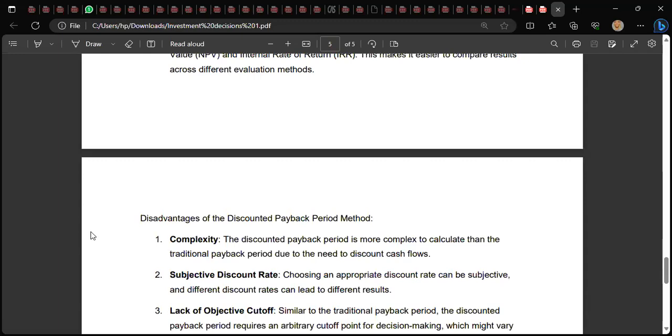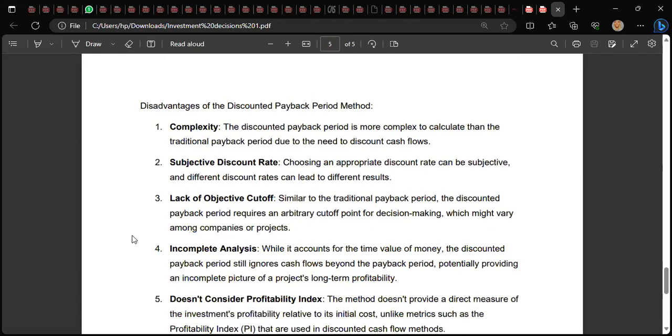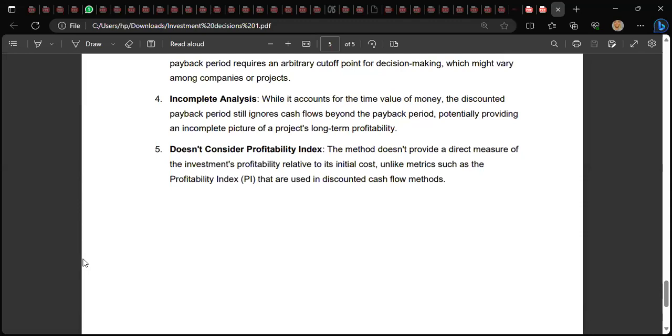What are the disadvantages? Slightly complex. And then the subjectivity of the discount rate. Who decides which discount rate to use? Because the discount rate that you use has a very big impact on your cash flows, your discounted cash flows, and the value of your project at the end of the day. And then incomplete analysis. While it accounts for the time value of money, the discounted payback period still ignores cash flows beyond the discounted payback period. And it doesn't consider the profitability index, right?